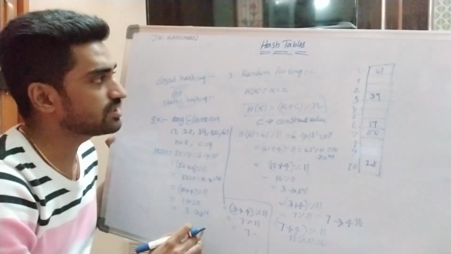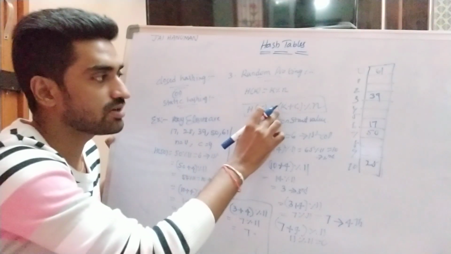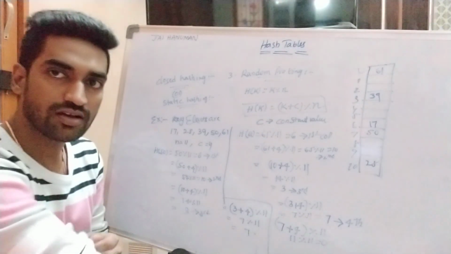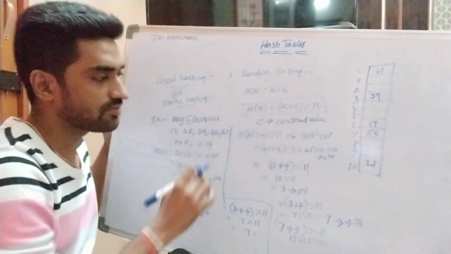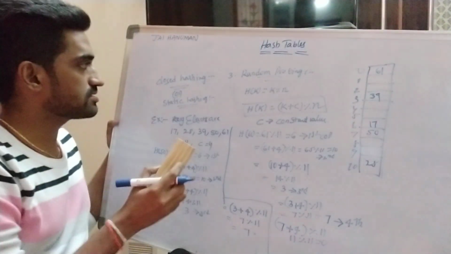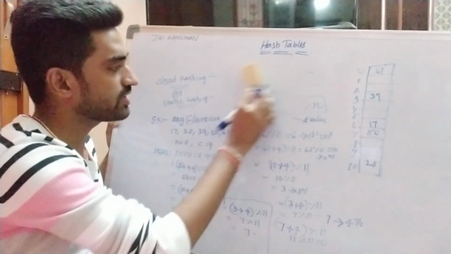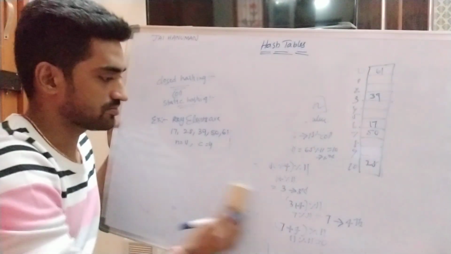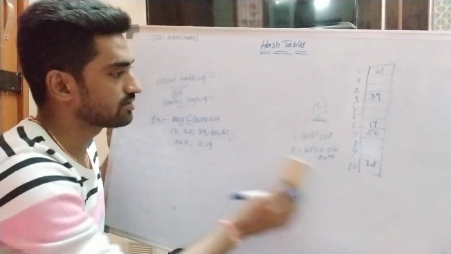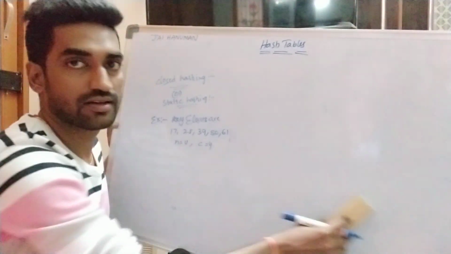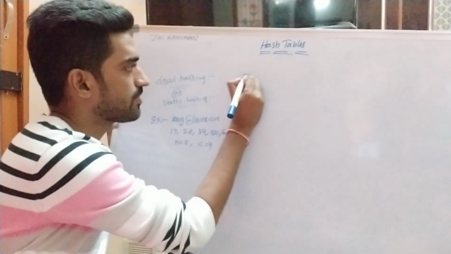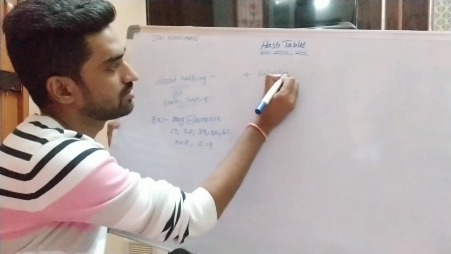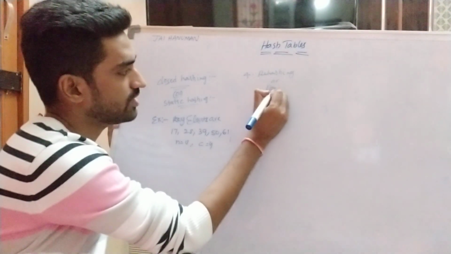Once the collision occurs, random probing uses h of k is equal to k plus c modulo division of n. So here c is nothing but a constant value. What is the next technique for implementing closed hashing? Rehashing or double hashing? So here I am taking the fourth technique, rehashing or double hashing.